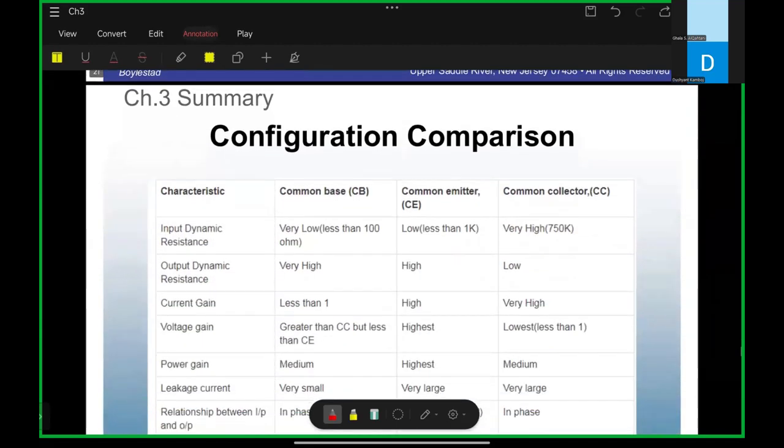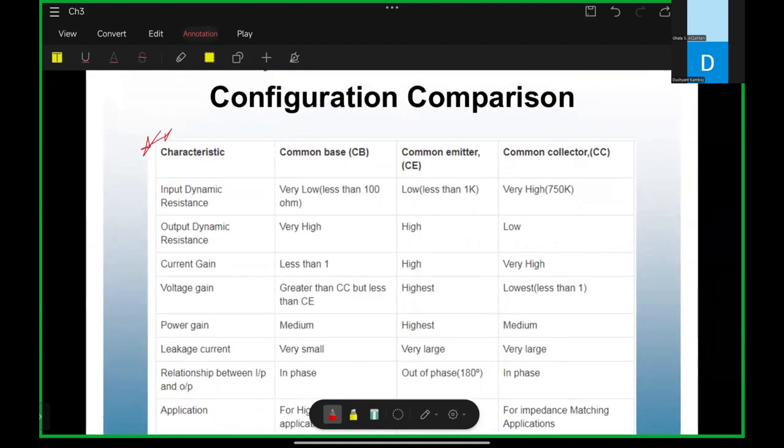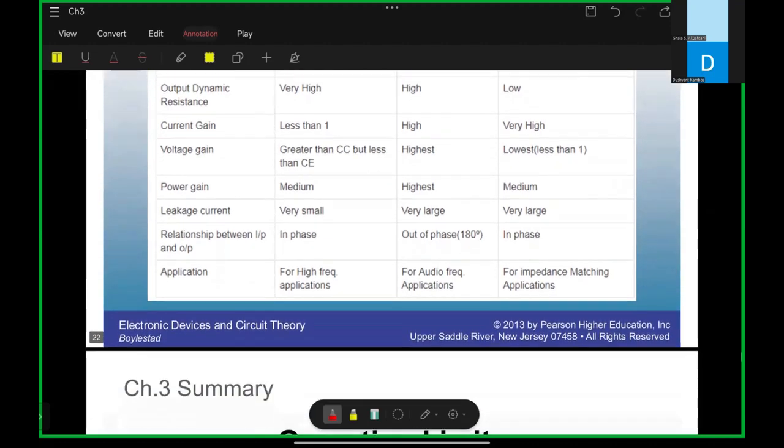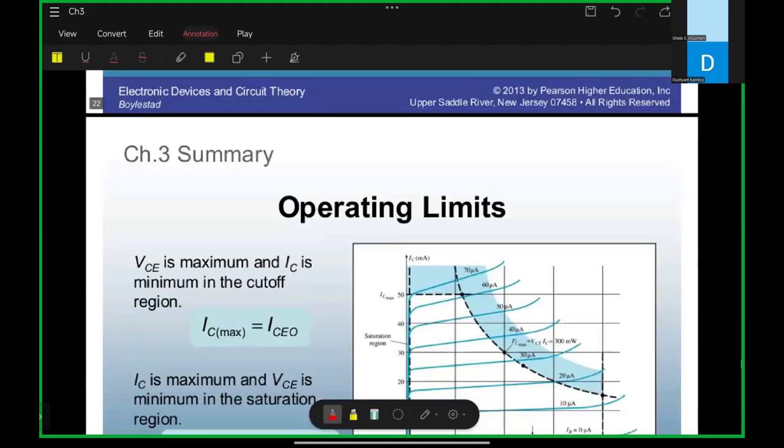Okay. And I don't think this table is important for this exam, right? But you have to memorize this table. It has no explanation till now. We will explain it later when we do the next chapter, chapter 5. Then we will define everything, dynamic resistance, current gain, voltage gain, power gain, everything about these transistors in the next two chapters, right? So that has no such importance here. Okay.